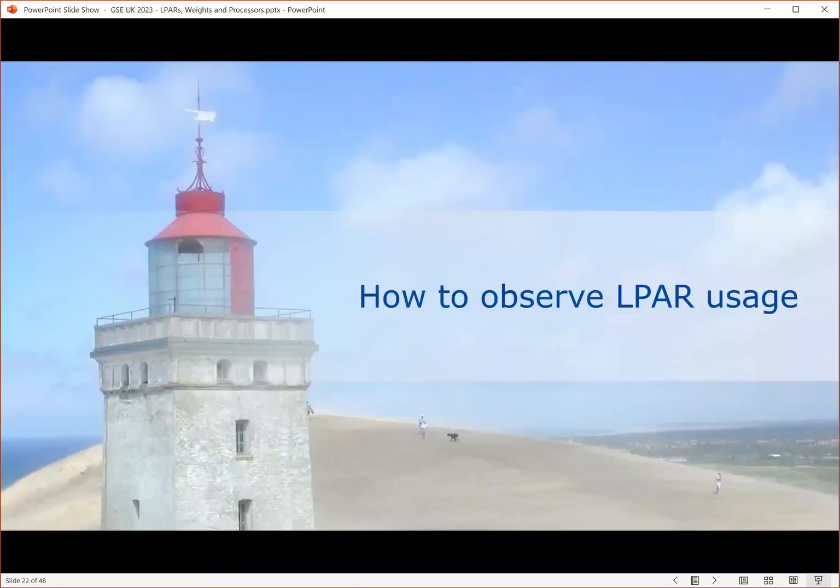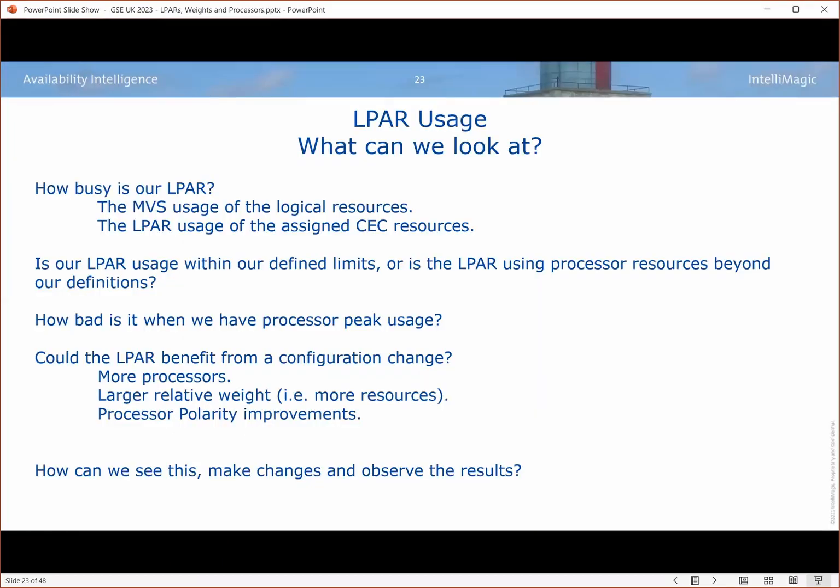So how can we observe the usage of the LPAR? Well, what do we want to look at? I'd like to look at how busy the LPAR is, i.e. the MVS logical resources, and also the LPAR resources assigned to that MVS image, i.e. the KEK resources. What's interesting to me as well is whether we're within the limits that I've defined, or is that MVS LPAR using more than I'm expecting and want it to? That's an important thing that I think we need to look at.